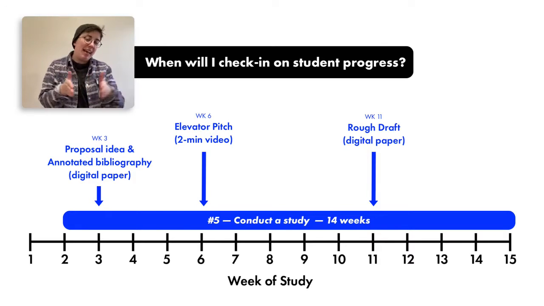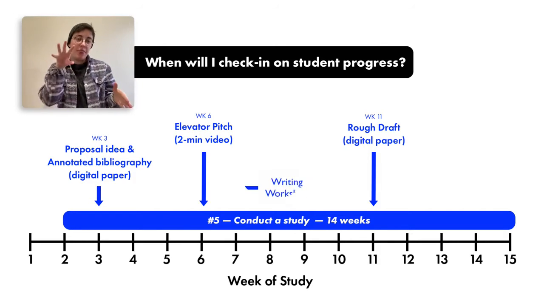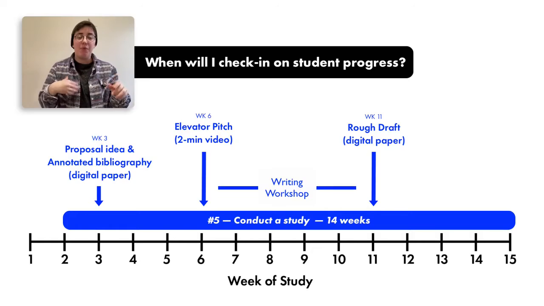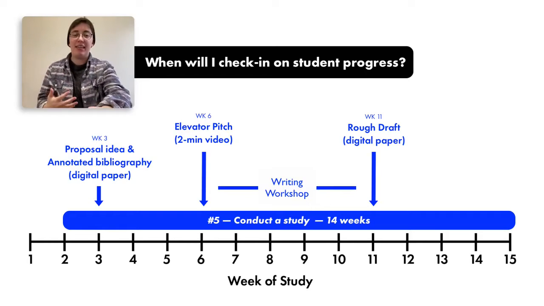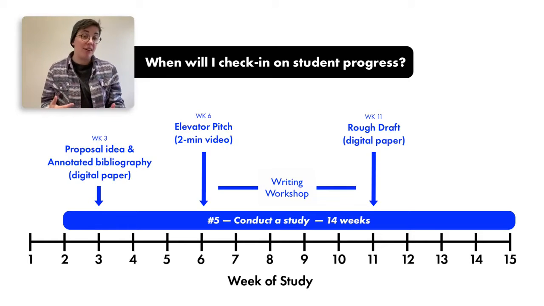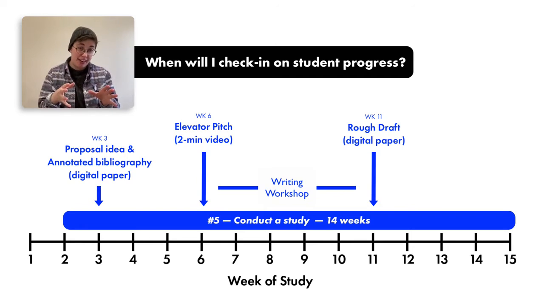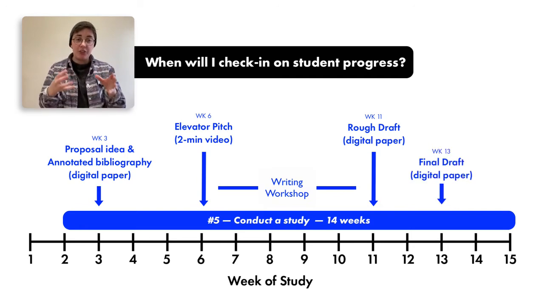And I know that I want to have some time between the elevator pitch and the rough draft so that we can have writing workshop, round robin activities, leading up to this final submission. And speaking of our final submission, I have a final draft due week 13. My reasoning for this would give me enough time to review the student work and give feedback before they submit the last part of this project, which is a reflection due in week 15.